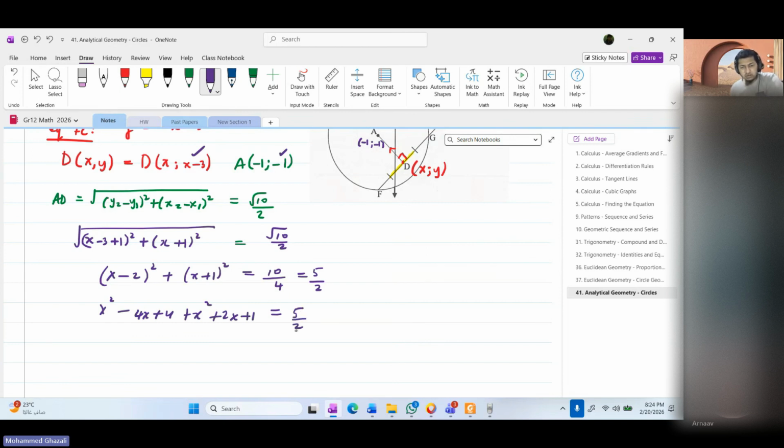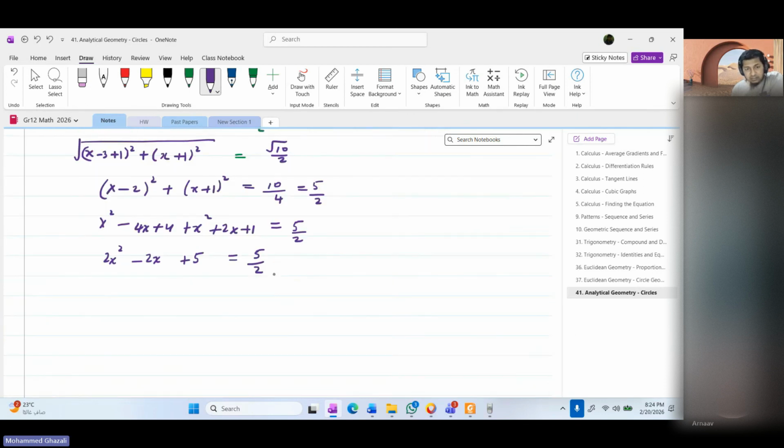Let me simplify this and then cross multiply. 2x squared minus 4x plus 2x is minus 2x, plus 4 plus 1 is plus 5, is equal to 5 over 2. Now I'm going to cross multiply, take the 2 and multiply by that. So 4x squared, or multiply the entire equation by 2. 4x squared minus 4x plus 10 is equal to 5. Bring the 5 over, make a quadratic, and solve.